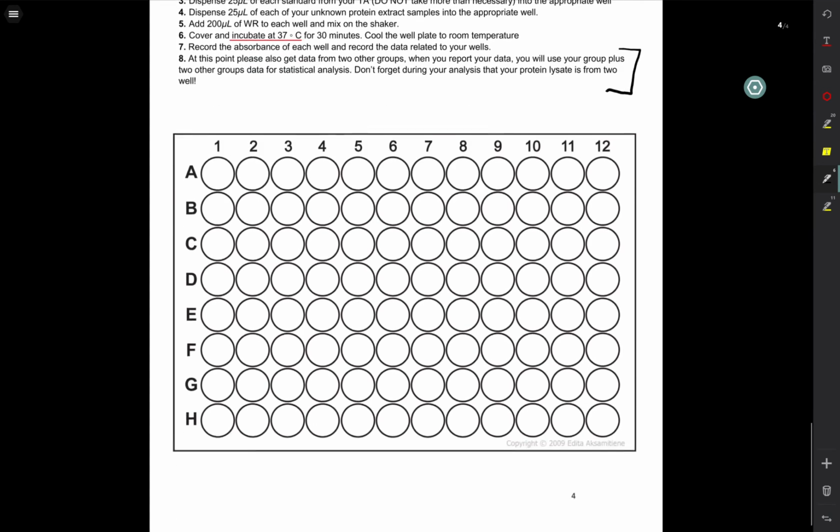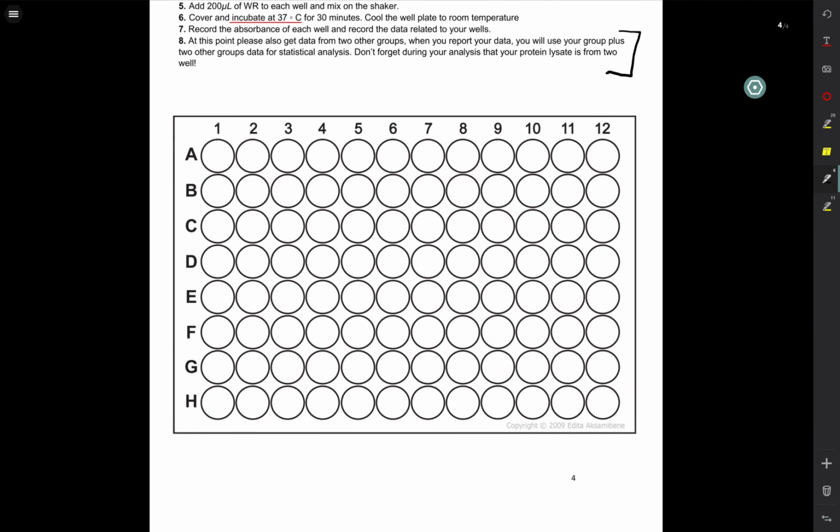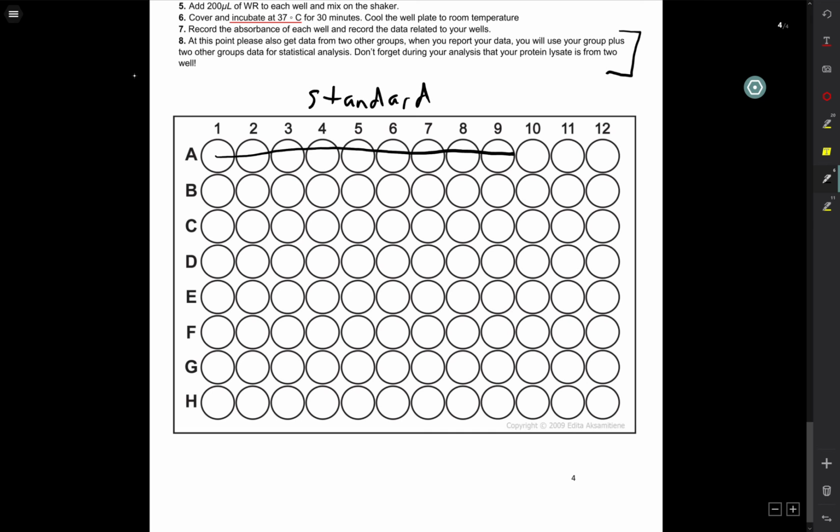I've included a 96-well plate here. Your TA should bring a copy of this to the actual lab period, but just in case, if you have this, you can mark which wells are yours. So for example, you can have these 9 wells up here be set for the standard, and then just write in where your wells are. So for me, I'd just be like these 3.